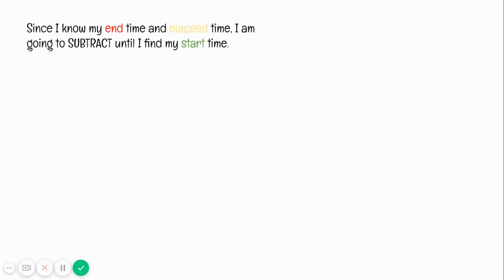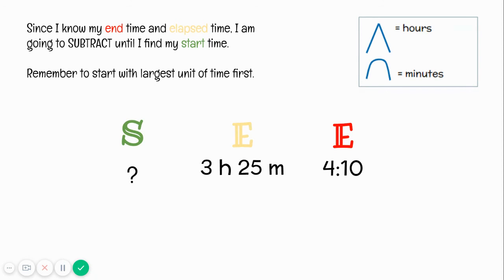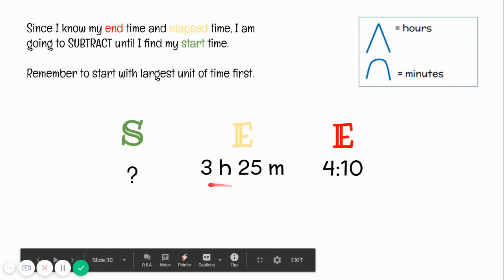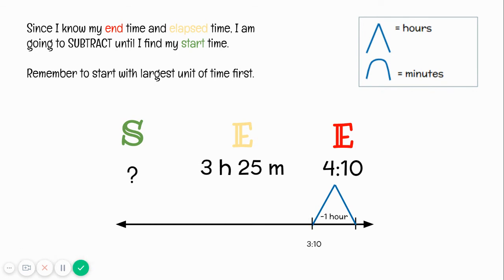Since I know my end time and elapsed time, I'm going to subtract until I find my start time. Remember to start with the largest unit of time first. So we're going to start with any hours. We have 3 hours, so we're definitely going to put those on our number line first. So I'm starting with 4:10, taking away an hour, which will put me at 3:10, taking away another hour, which will put me at 2:10, and finally the last hour, which will put me at 1:10.